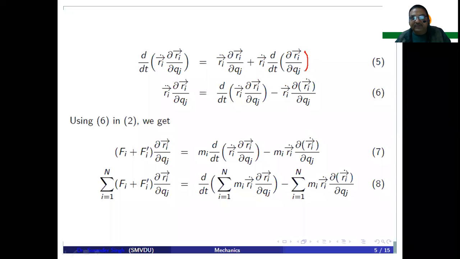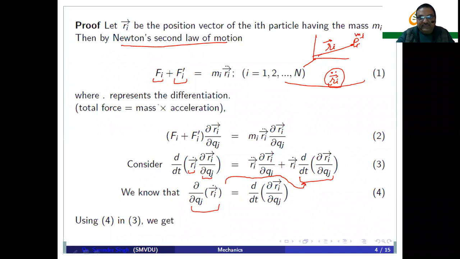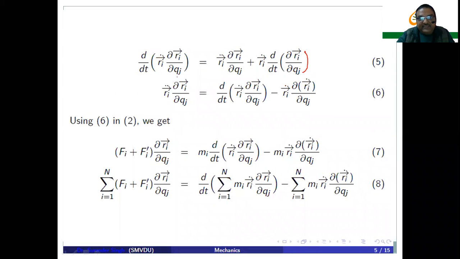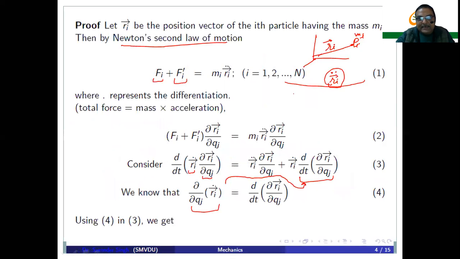When you substitute here, in place of this you are putting this value, del Ri by del Qj. In fact, let us move on to the last slide. So if you substitute this d by dt del Ri by del Qj here in 3, let us see what we get. The left hand side is as such, Ri double dot del Ri by del Qj, and in place of this Ri dot you will substitute this value, from where this minus sign is obtained.